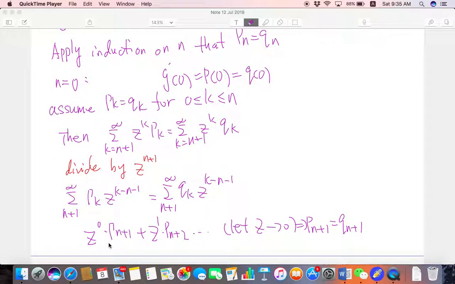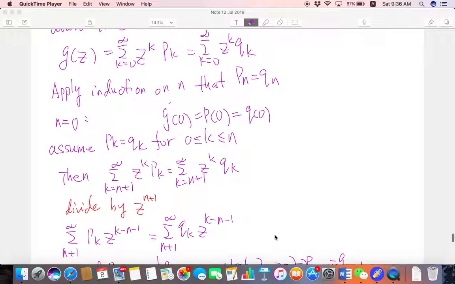Why we do that is just to reduce the power of z so that it starts from power of 0, and then the rest are z, z squared, and so on and so forth. We can let z tend to 0, and all the terms after P_(n+1) vanish. And then we can find out the result: P_(n+1) is equal to Q_(n+1). And then the original theorem has been proved.